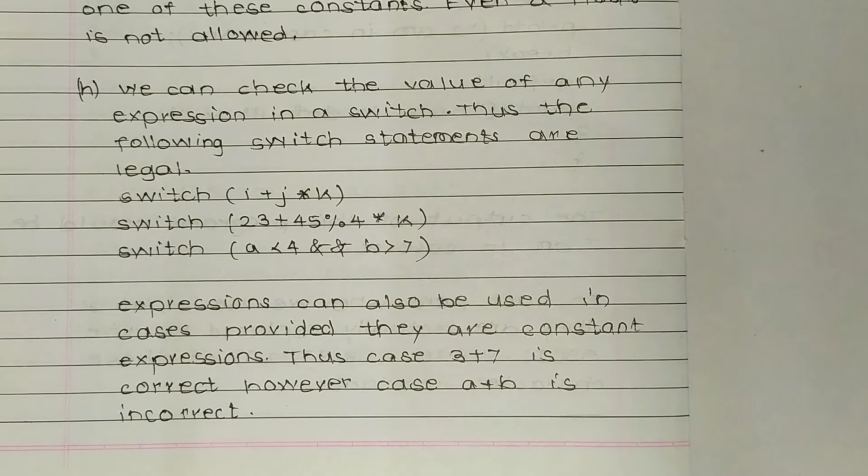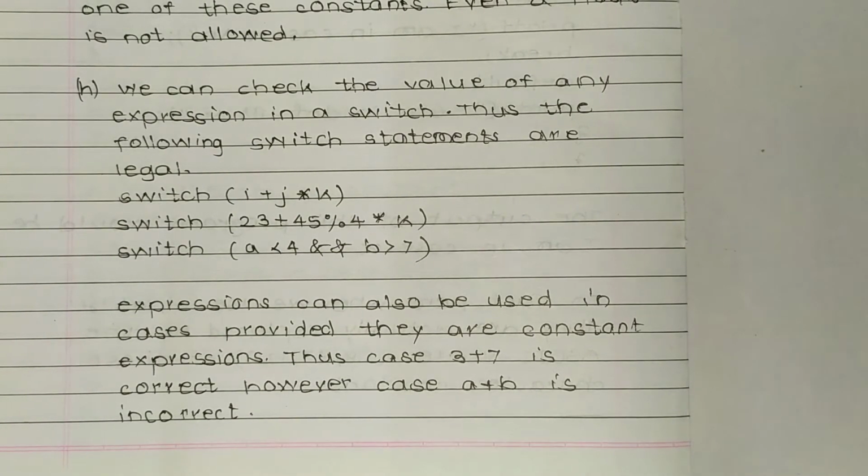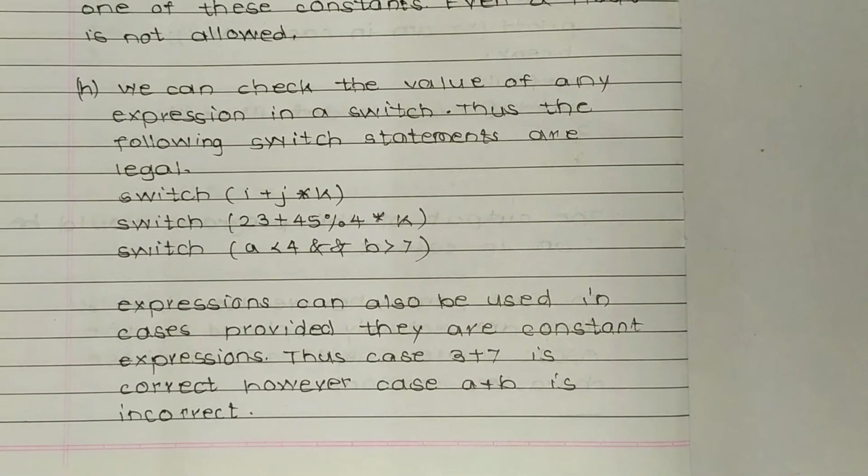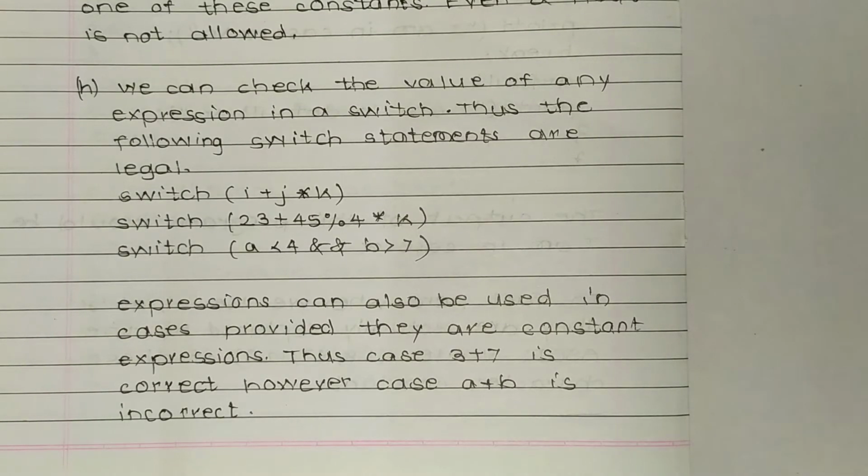We can check the value of any expression in switch. Thus the following switch statements are legal: switch (i + j * k), switch (23 + 45 % 4 * k), switch (a < 4 && b > 7). So these expressions are legal.